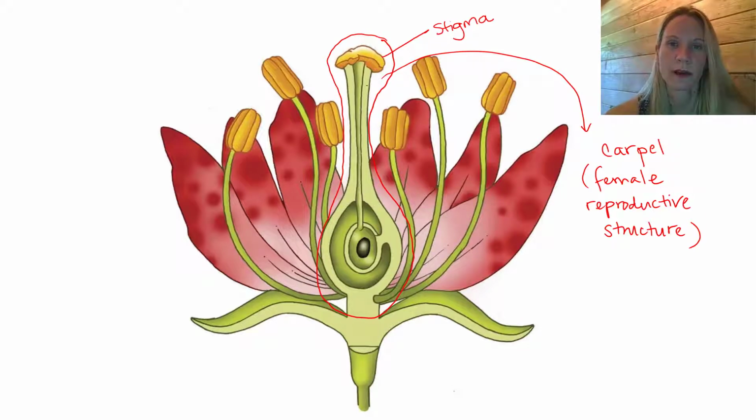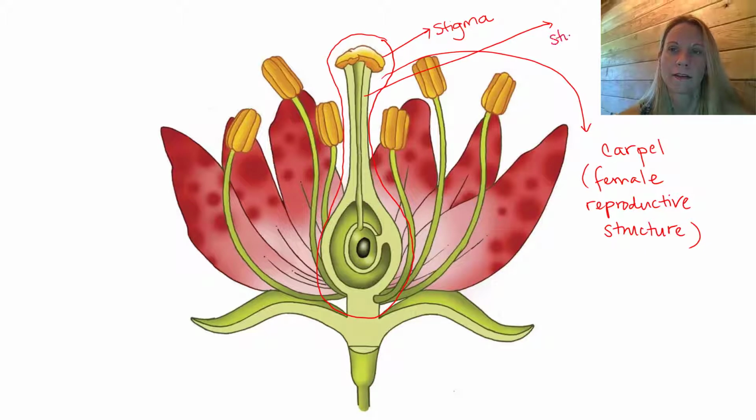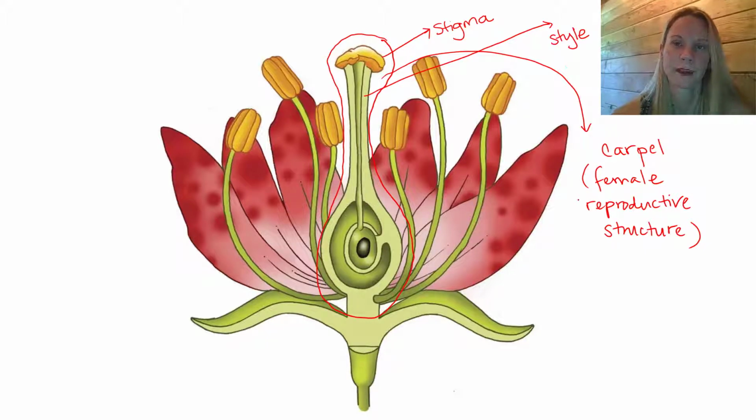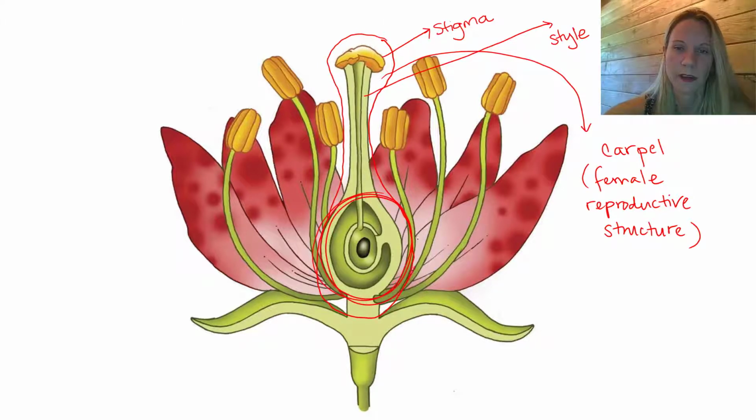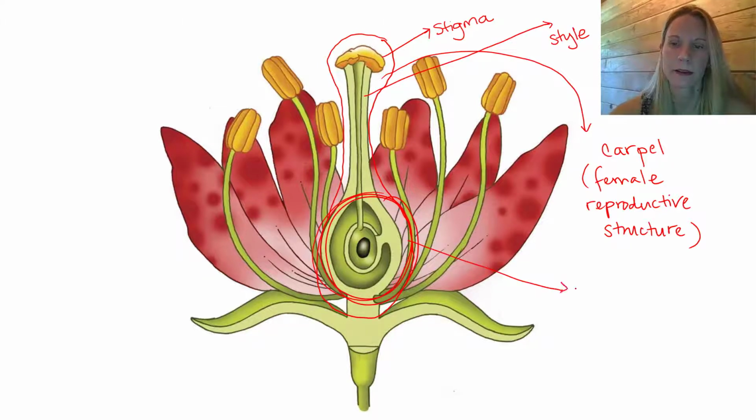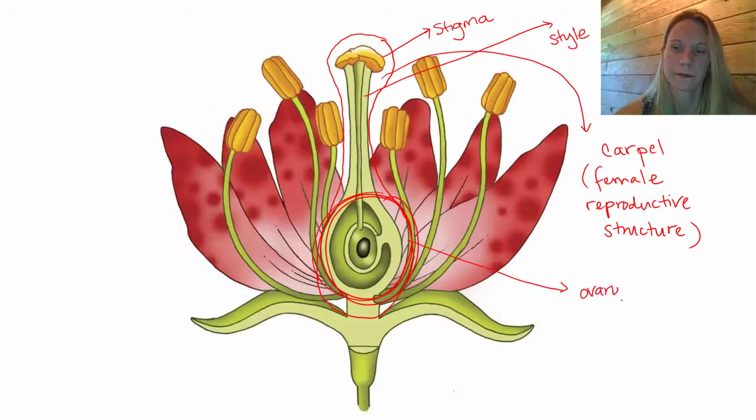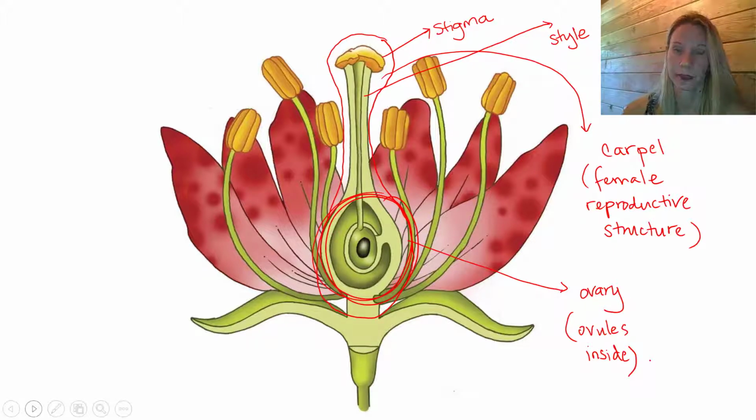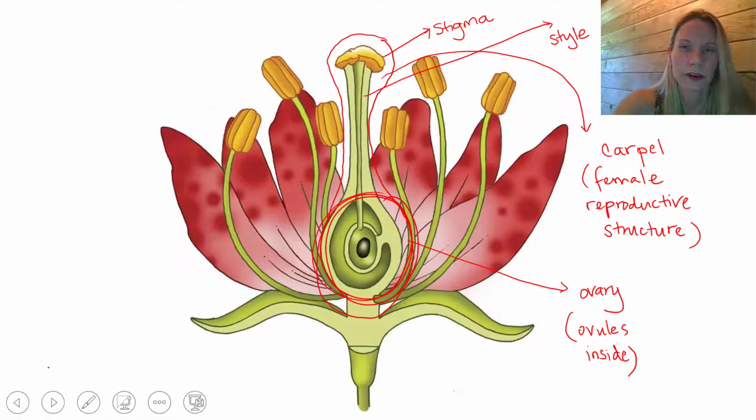Then we have this tube, and that tube is called the style. And then we have this bottom part here. You see that right here? This part is called the ovary. And inside the ovary, we have ovules. And those ovules produce the eggs. So those are the 3 parts of the carpel.